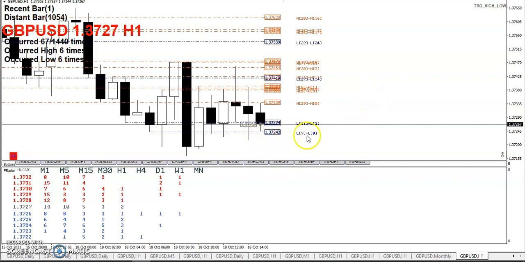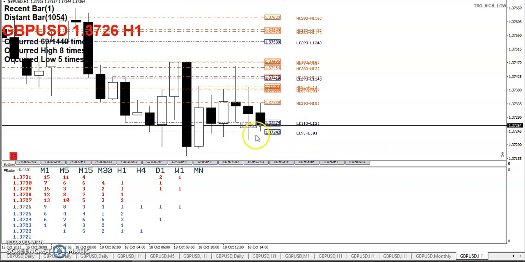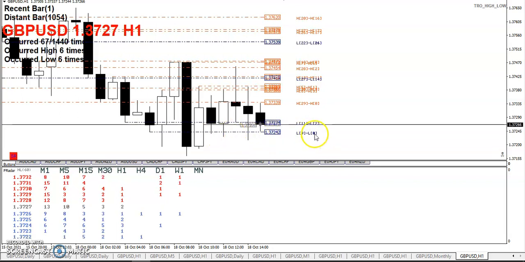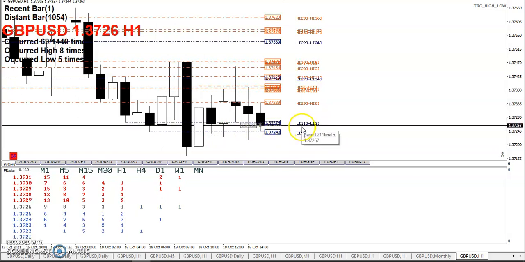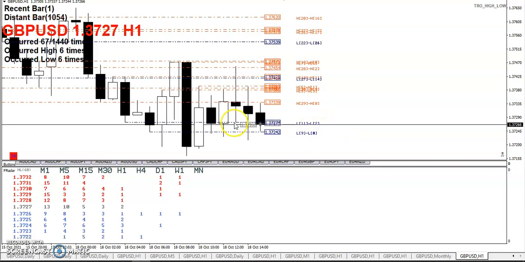And so right here you can see this low was a low 9 bars ago, and it actually looks like it was 2 of them because it's kind of overwriting. And then this low here, there's a low 2 bars ago and a bar 11 bars ago, where the lows, H1 lows, were the same.